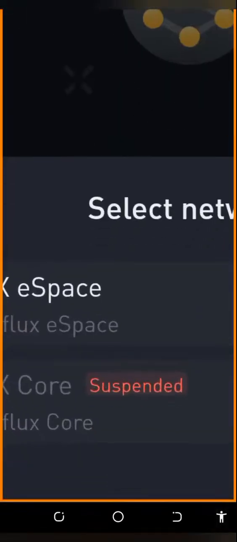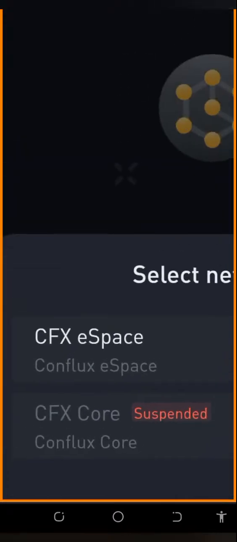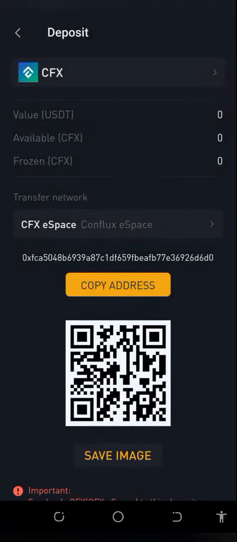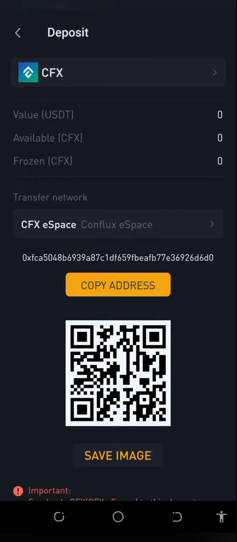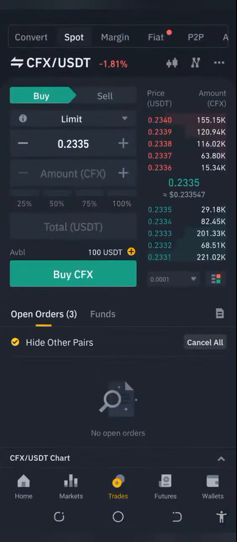Okay, what are we seeing here? We're seeing Conflux eSpace. We're seeing Conflux Core. Conflux Core is suspended while Conflux eSpace is available. Okay, so now let's check this out. I'm going to do a little test to be sure because I'm not even sure which one. I'm just copying this address, right? But before I copy it, let me go and check. Now, what we saw here was Conflux eSpace, right?